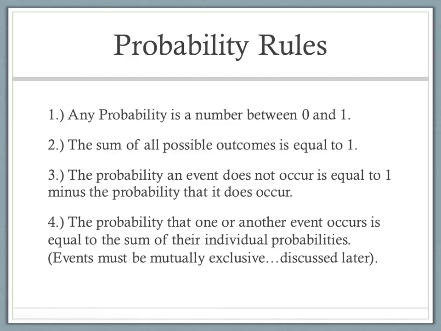All right, here are our rules. First off, probability is going to be a number between 0 and 1. 0 means that it can't happen. 1 means that it's 100% that it's going to happen. If we added all the probabilities of all the possible outcomes, the sum should equal 1, or 100%. The probability that an event does not occur is 1 minus the probability that it will occur. And the last one: the probability of one event or another event occurring is equal to the sum, so we can add those up. We'll discuss these later when we talk about mutually exclusive events tomorrow.